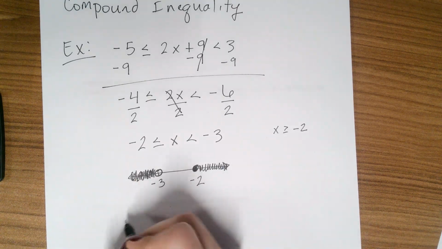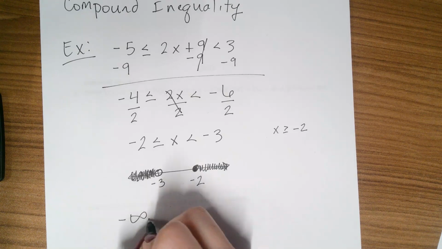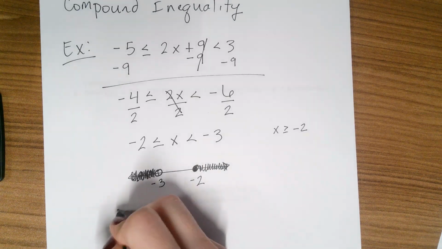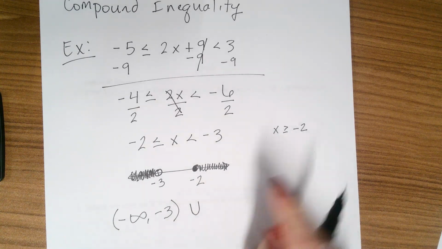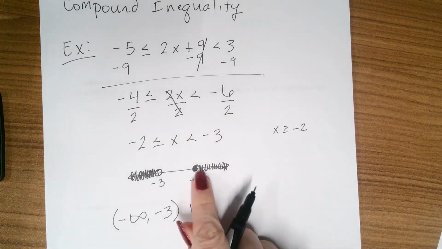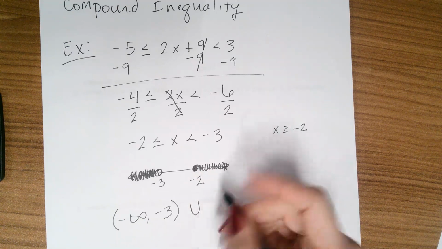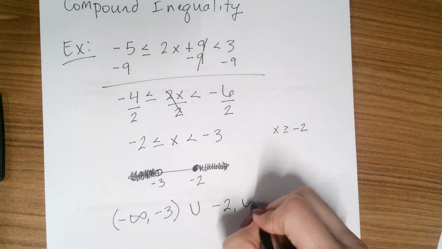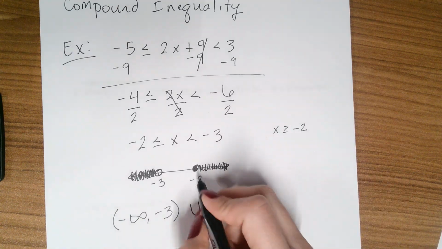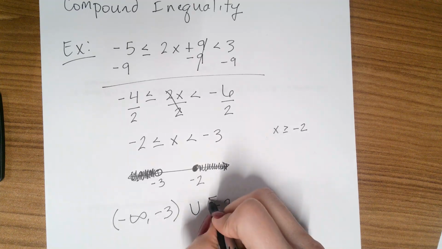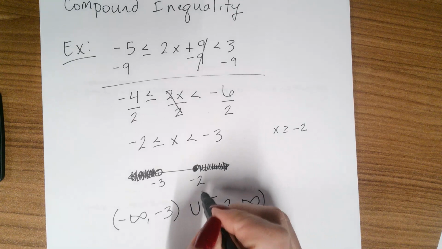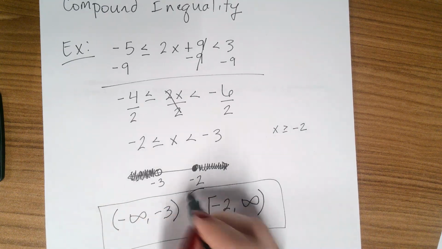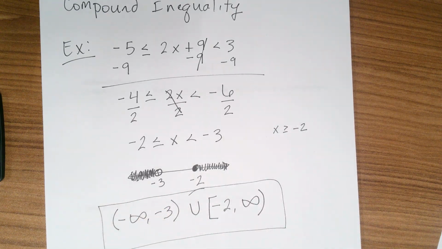Everything less than -3, so this would be -infinity to -3, neither included. And we'll use a union to connect my 2 intervals. So the second interval starts at -2, goes up to infinity. This time -2 is included, so we'll use a bracket and a parenthesis for infinity. So there's our compound inequality, our solution written in interval notation.